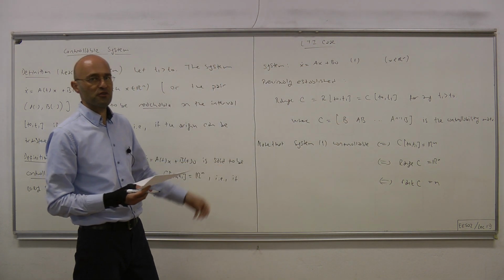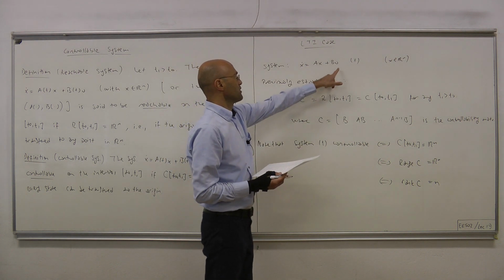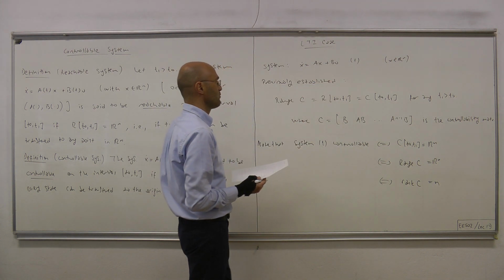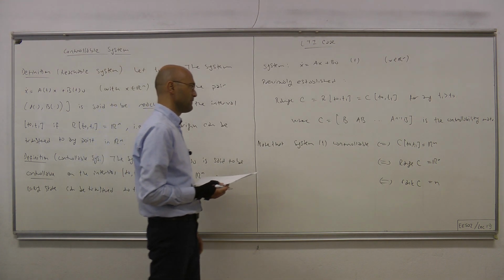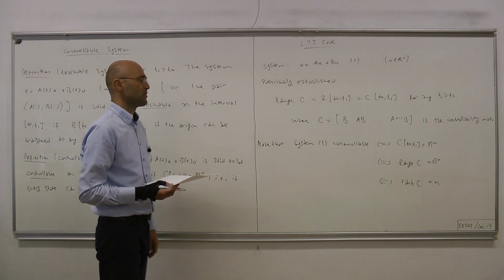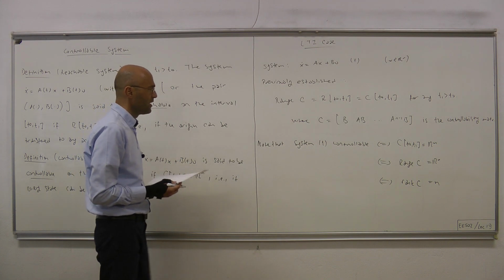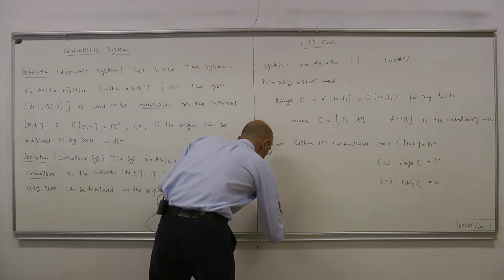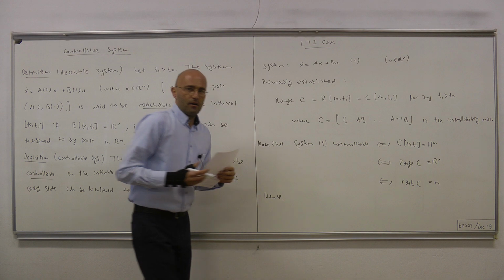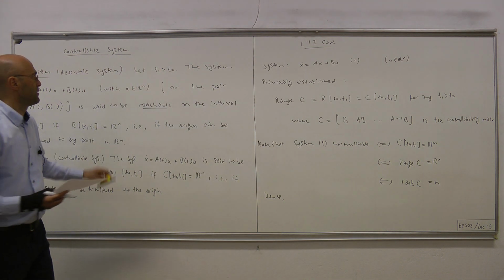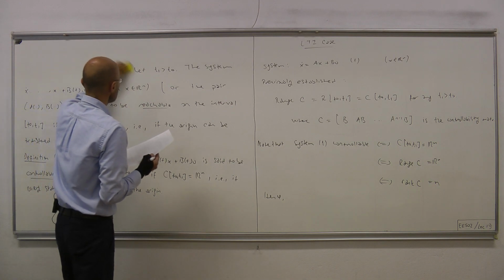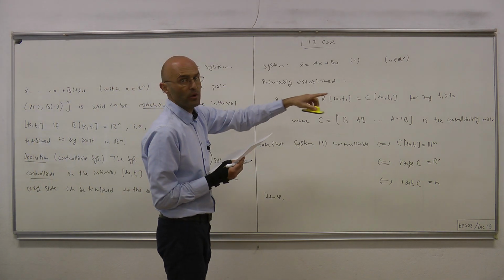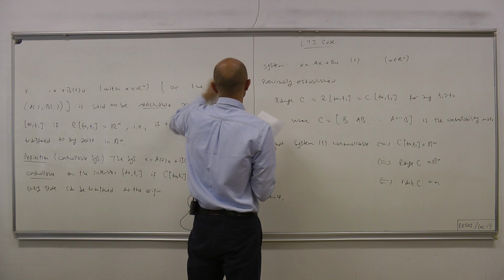If the determinant of C is different than 0, then the system is controllable. Okay, for a scalar input, it's only meaningful for a scalar input. So we have proven, therefore, our first controllability test, which is in terms of the controllability matrix. So it's now clear why we're calling it the controllability matrix.